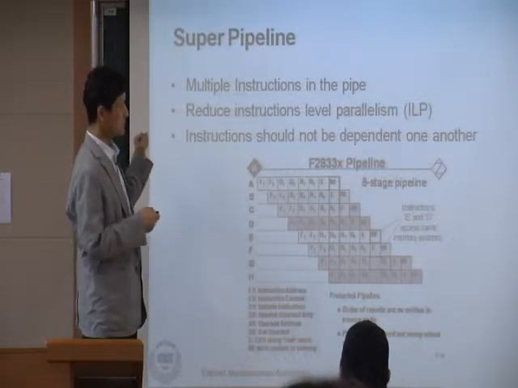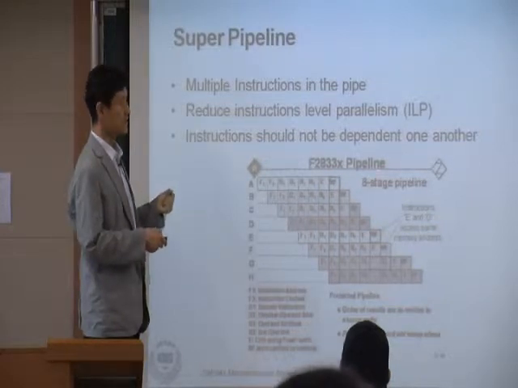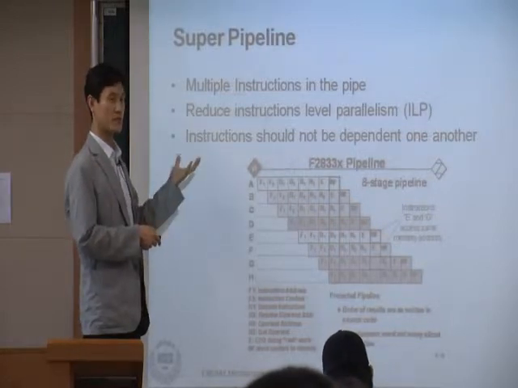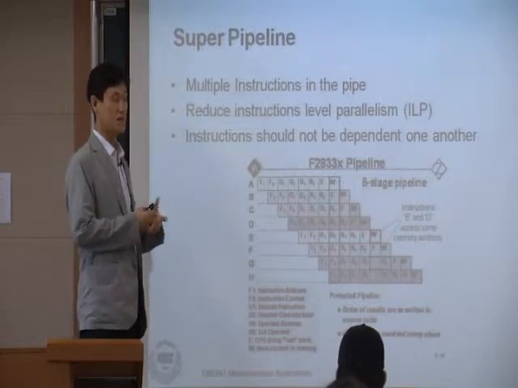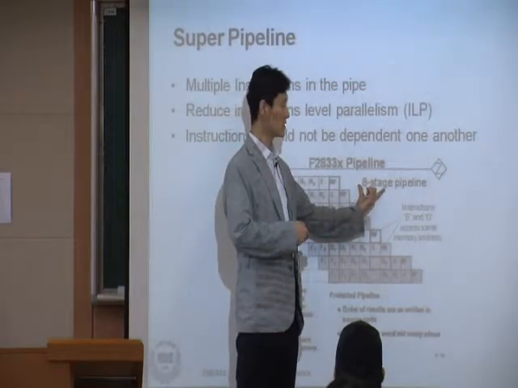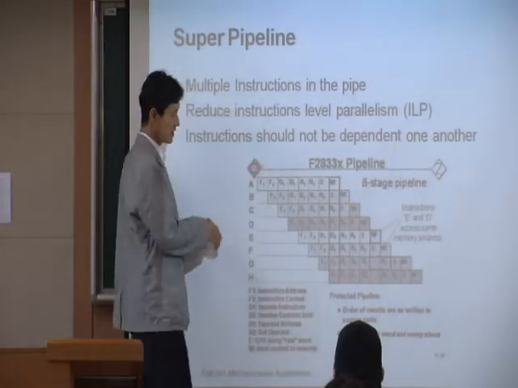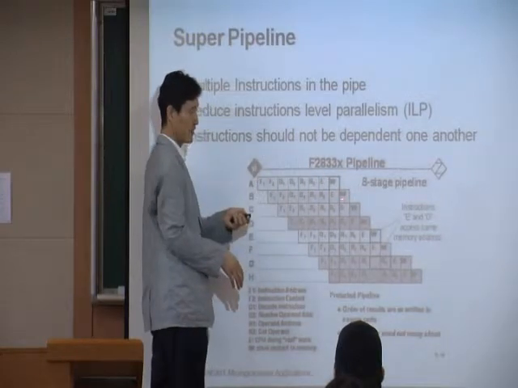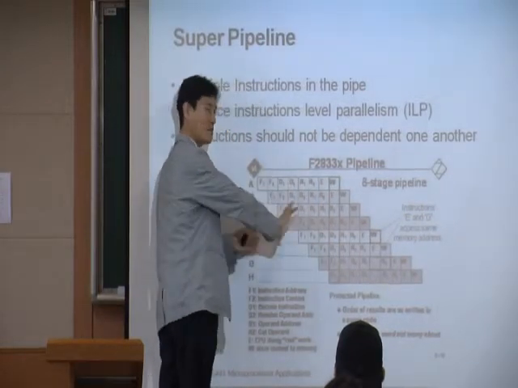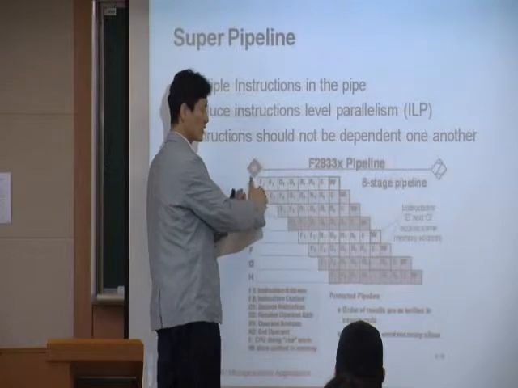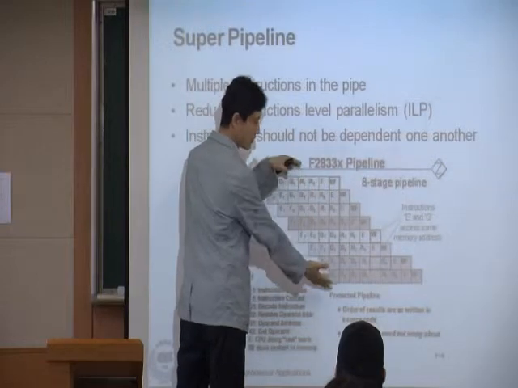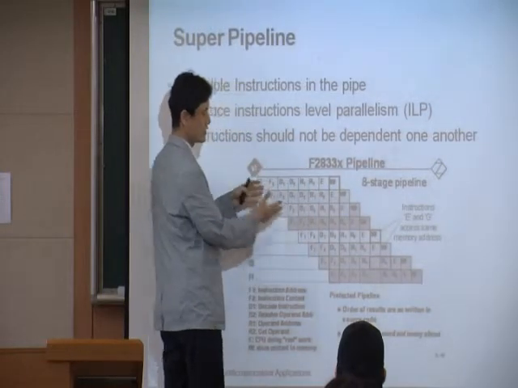In this super pipeline, what they're trying to do is increase the number of stages. It's not 4 stages, but 8 stages, or in some other processors such as the Intel processors these days, they sometimes have 16 stages. The nice thing about having more and more stages is that when you have 8 stages, you can have 8 different instructions in the pipeline in parallel. So 8 instructions can go into the pipeline. In order to make a pipeline full, you need 8 instructions.